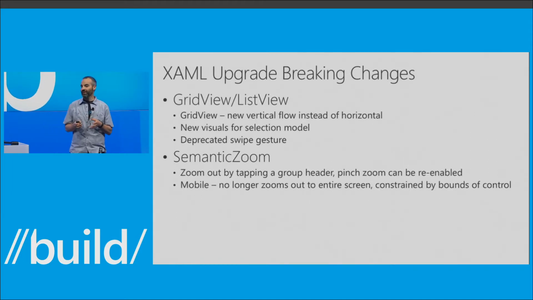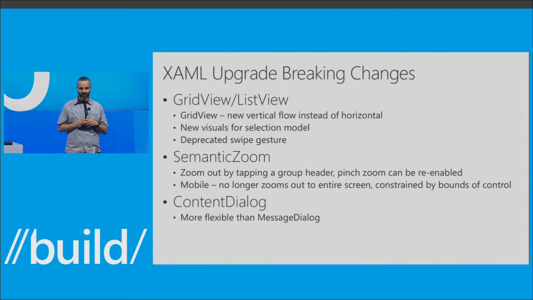Pinch zoom is not enabled by default, but it can be re-enabled. Mobile no longer zooms out to the entire screen. It's constrained by the bounds of the control. So similar to the way the date time picker would go to full screen to pick it, the semantic zoom no longer does that. Content dialog is now converged.